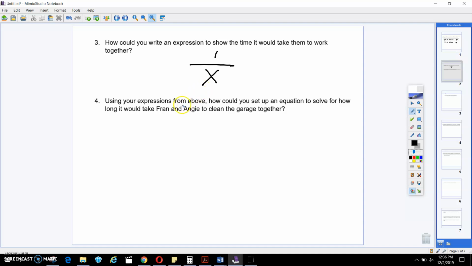Okay? On number 4, it says, using your expressions from above, how could you set up an equation to solve for how long it would take Fran and Angie to clean the garage together? So we know previously that it took Fran 1/3, right? That's our expression. And it took Angie 1 over 4. And we're going to set that equal to 1 over x. Okay? And the reason why we're setting equal to 1 over x is because that's their total time together, right?